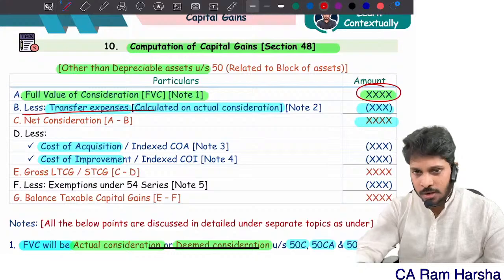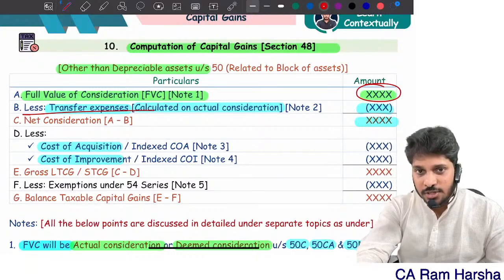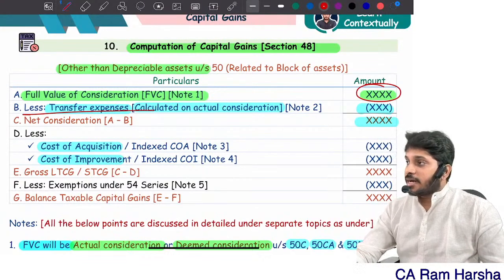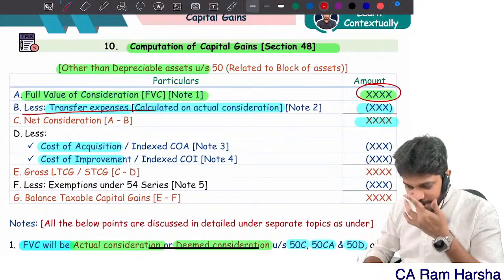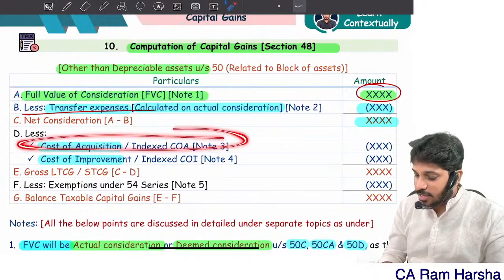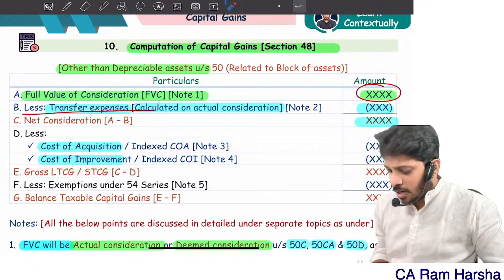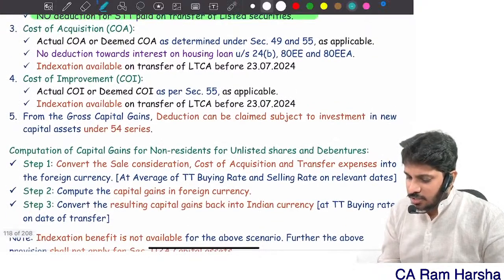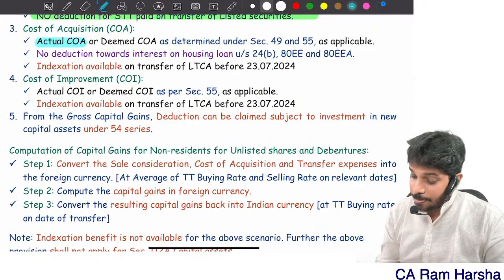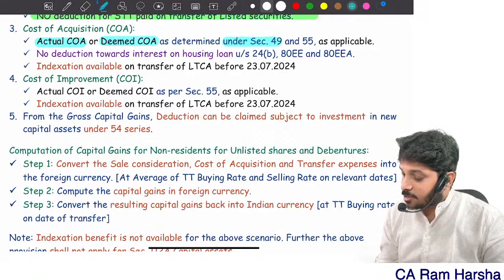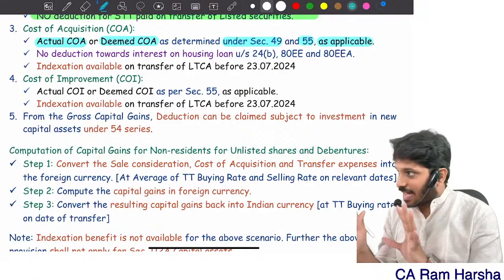Okay. Let's continue the revision of capital gains. We started discussing the capital gain computation for non-depreciable assets, and we have already completed full value of consideration and transfer expenses. Now let's look at the cost of acquisition and cost of improvement. What is cost of acquisition? Generally it means actual cost or deemed cost of acquisition, determined as per sections 49 and 55, as applicable.